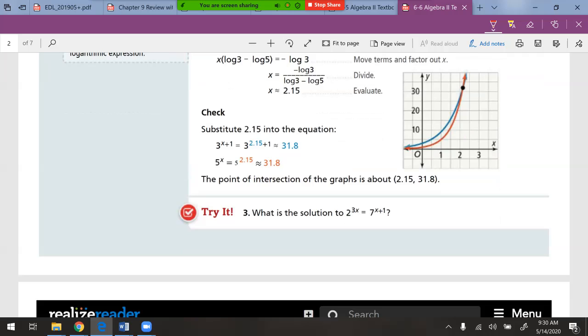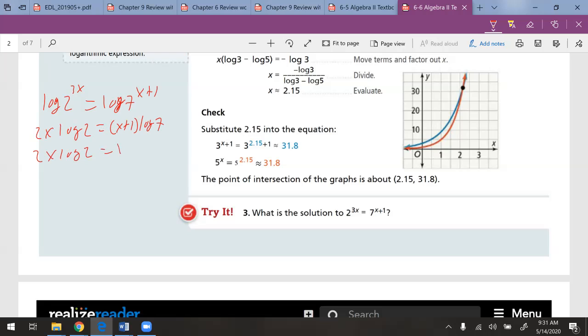So first things first, I've got exponents with x's, and I can't change the bases, so I'm going to attach a log. So log of base 2, 3x equals log of 7, x plus 1. Okay, I'm going to drop down the exponents. 2x log of 2 equals x plus 1 log of 7. I'm going to distribute the log of 7 to both terms. 2x log of 2 equals x log 7 plus log of 7, okay? Then I'm going to move this x log 7 to the other side because that contains an x. So it's 2x log of 2 minus x log of 7 equals log of 7, okay?